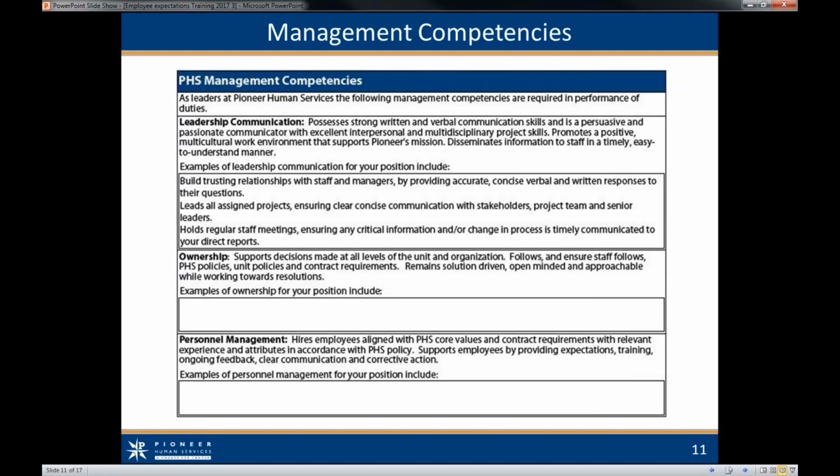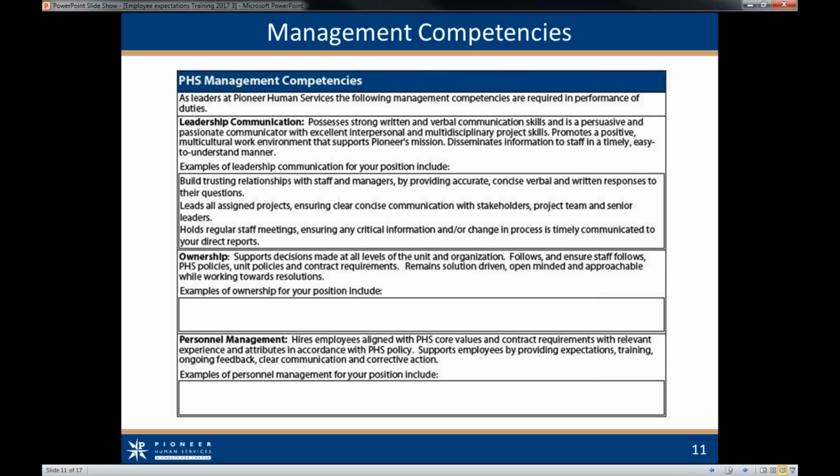Examples for leadership communication for your position include building trusting relationships with staff and managers by providing accurate, concise, verbal and written responses to their questions. Leads all assigned projects, ensuring clear, concise communication with stakeholders, project team, and senior leaders. Holds regular staff meetings, ensuring critical information or changes in process is timely communicated to direct reports.